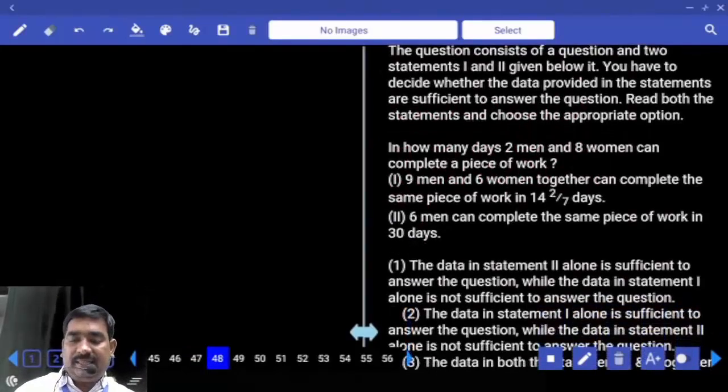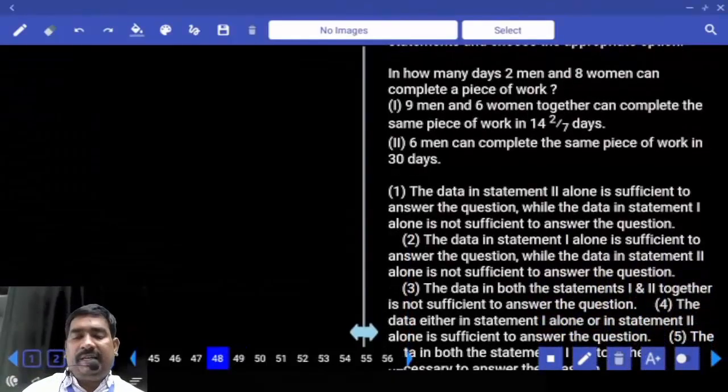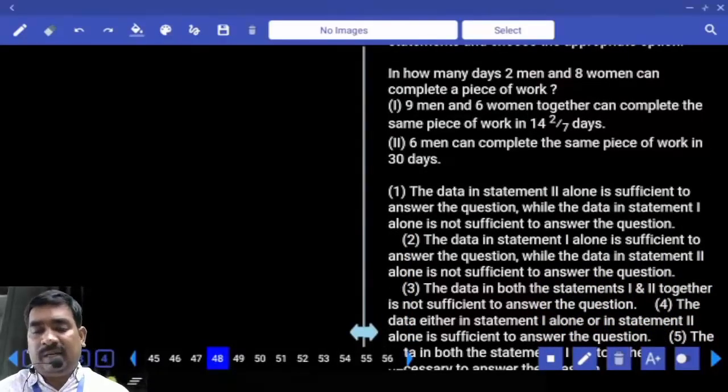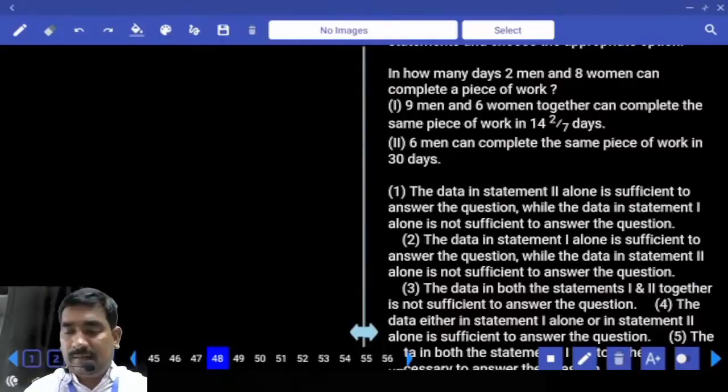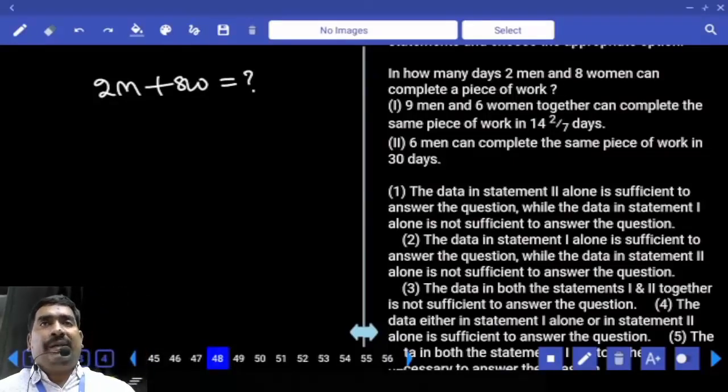Data sufficiency. In how many days can 2 men and 8 women complete a piece of work? We need to calculate how long 2 men and 8 women together take to complete the work. If you know men data and women data, we can say the answer.